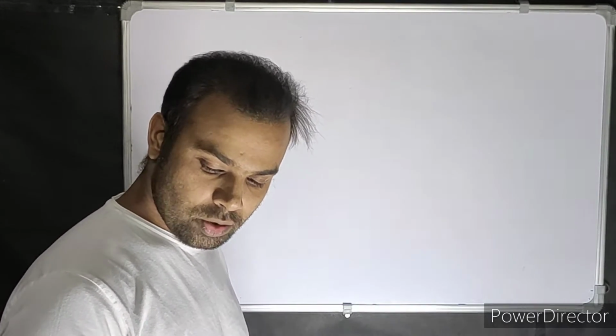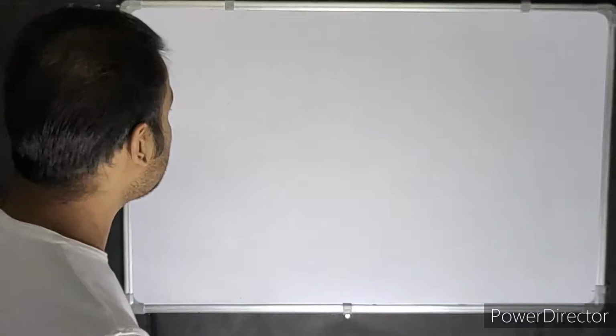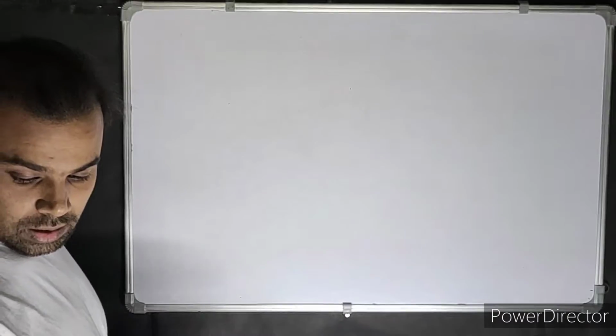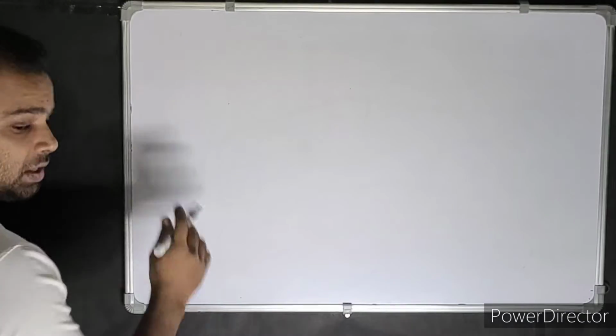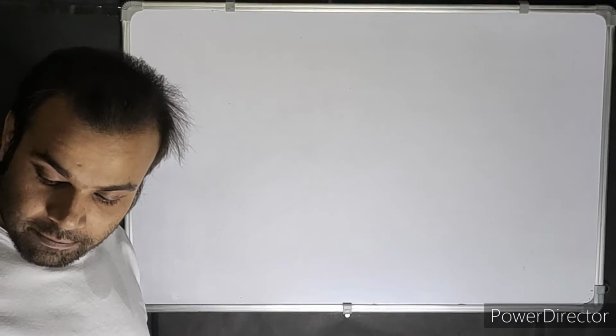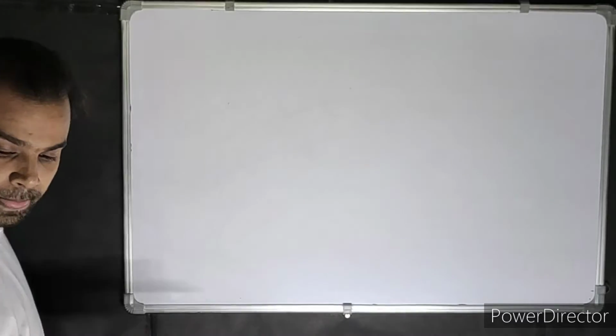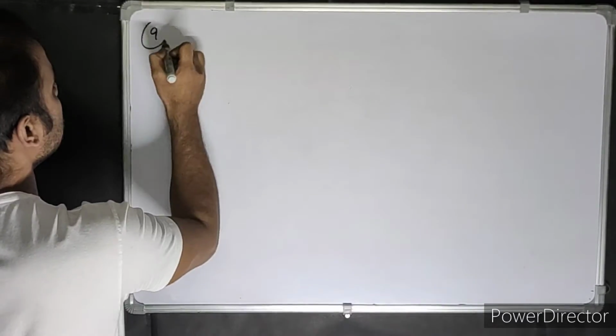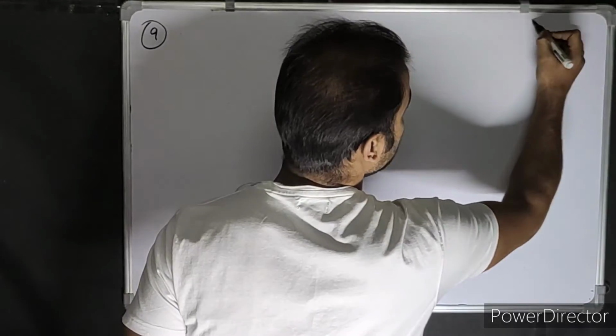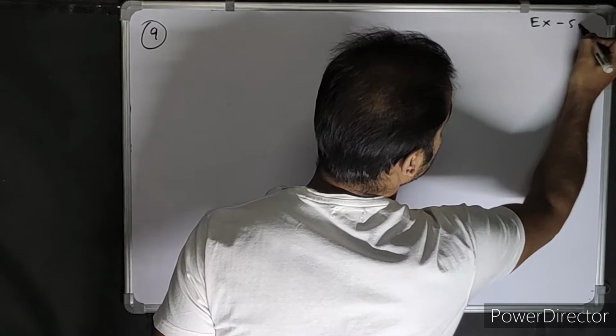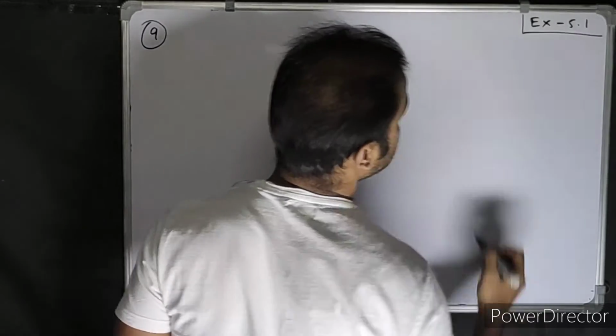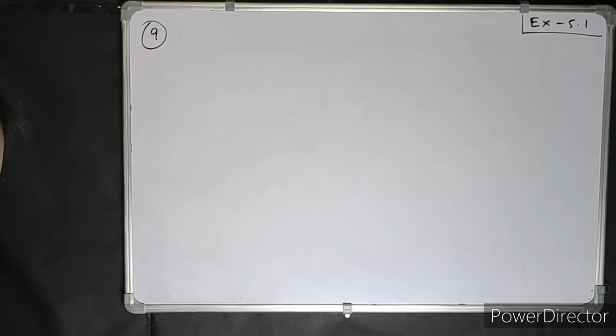I am continuing your video for the chapter Continuity and Differentiability. Let's go on to question number 9. I have done till question number 8, Exercise 5.1. Okay, so now this is question number 9. Exercise 5.1, question number 9.